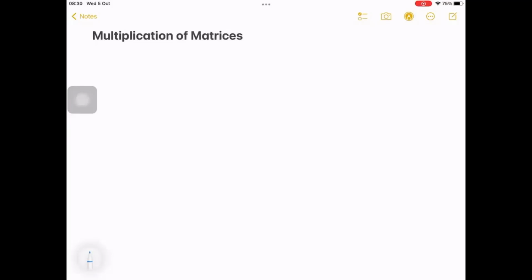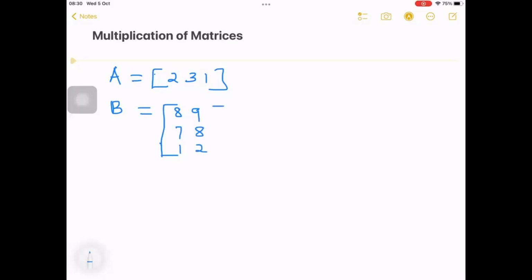Multiplication of matrices, and we are going to have a look at some examples. So let's say matrix A is equal to 2, 3, 1, while matrix B is equal to 8, 9, 7, 8, and 1, 2. As we are going to see, while we are doing the multiplication of matrices, the order of the matrices is of key importance.